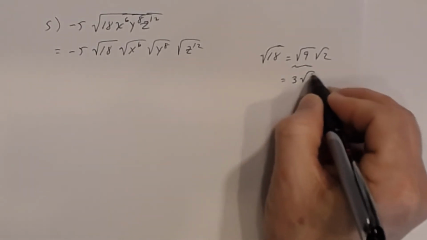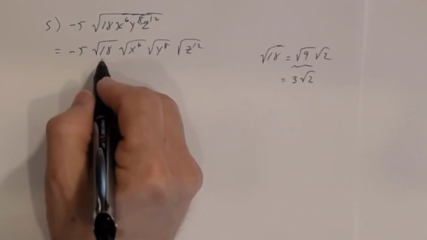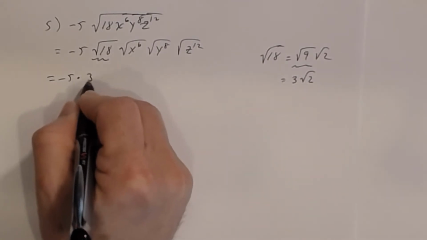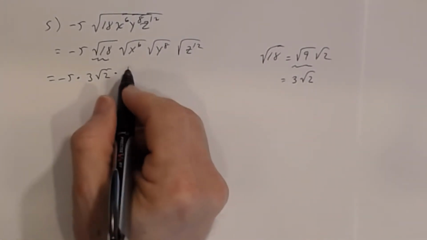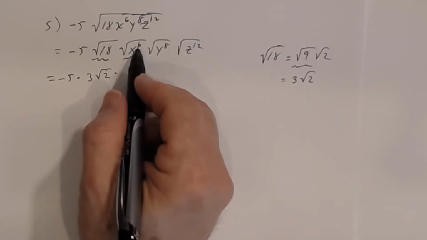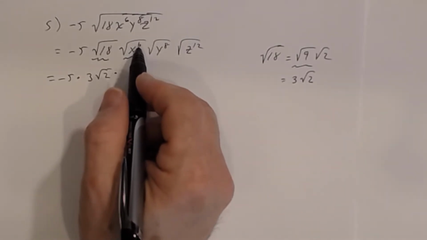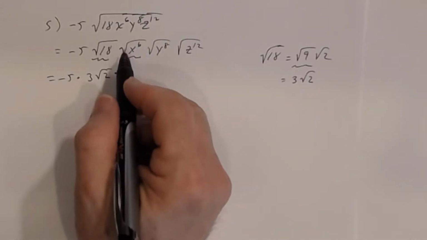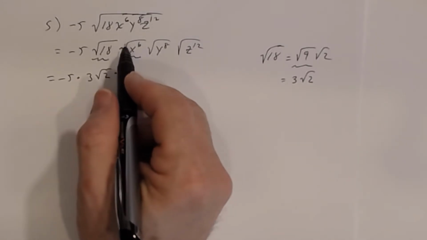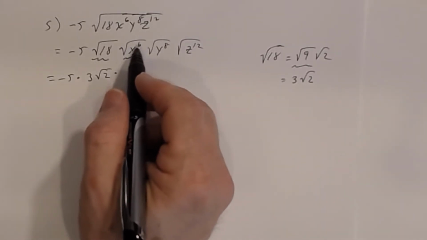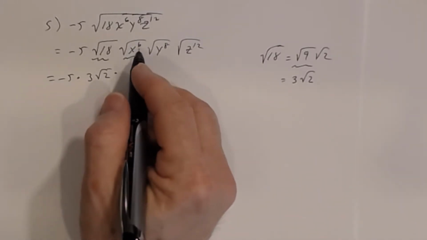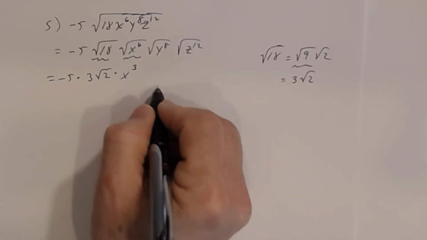So that's 3 square root of 2. So that's going to go right here. So this is negative 5 times 3 square root of 2 times, okay, now let's look at this. Can I simplify the square root of x to the 6th? You need to say yes, because 6 is greater than or equal to 2. But the easy part is that 6 is divisible by 2. 6 divided by 2 is 3. So what is the square root of x to the 6th? It's x to the 3rd.